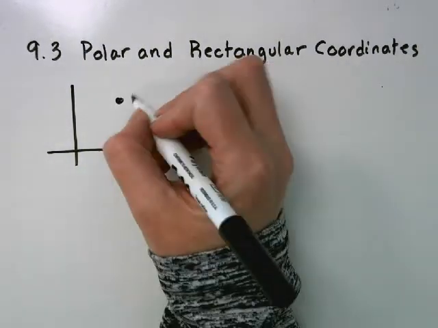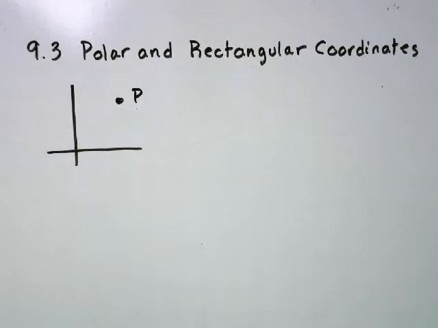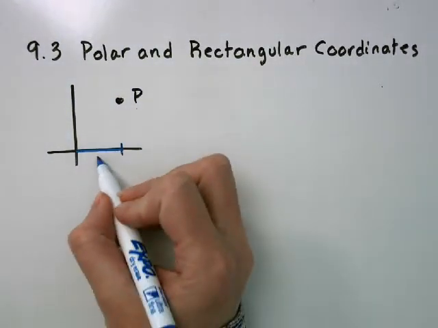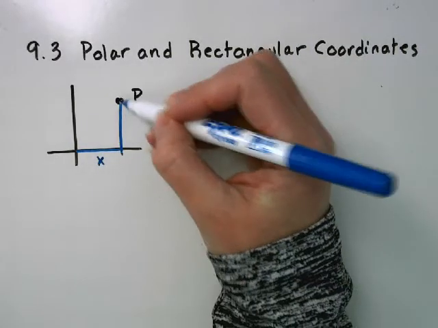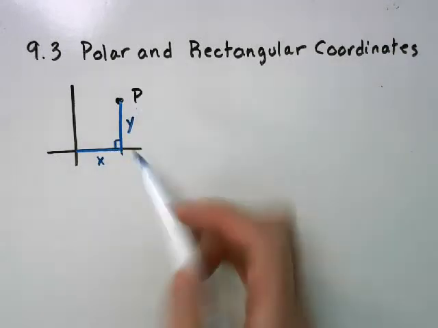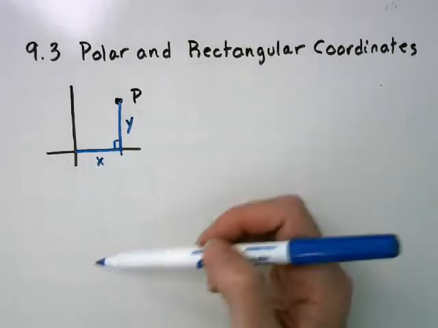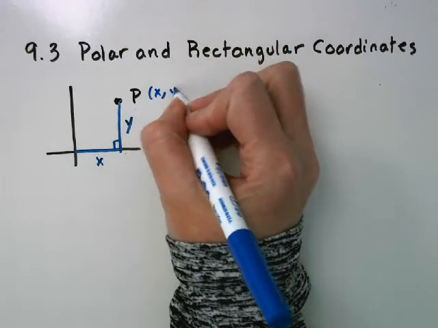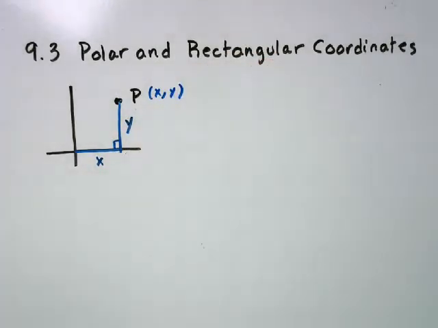So let's picture we have some point P here. There's now two systems for identifying this point's location. There's the old-fashioned x, y. That is the rectangular coordinate system, where you say how far left and right and how far up and down, and you get an x and y coordinate.